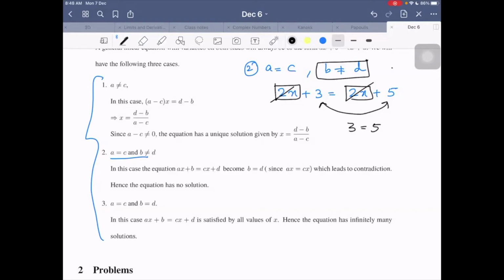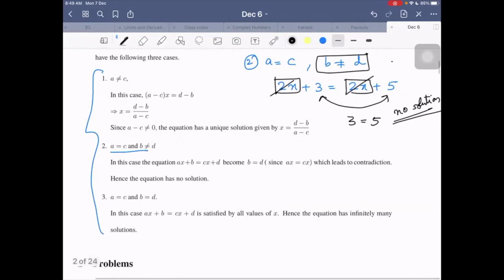To begin with, the equation has a contradictory term. Why? Because 2x and 2x get cancelled. You're left with 3 is equal to 5. That will not happen. So here we say this has no solution. No solution. Cool.